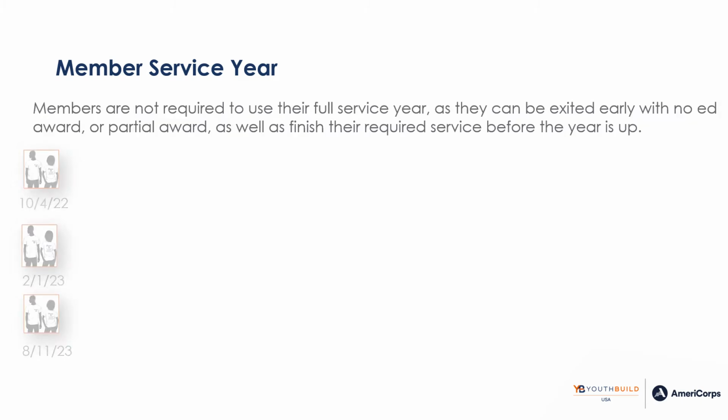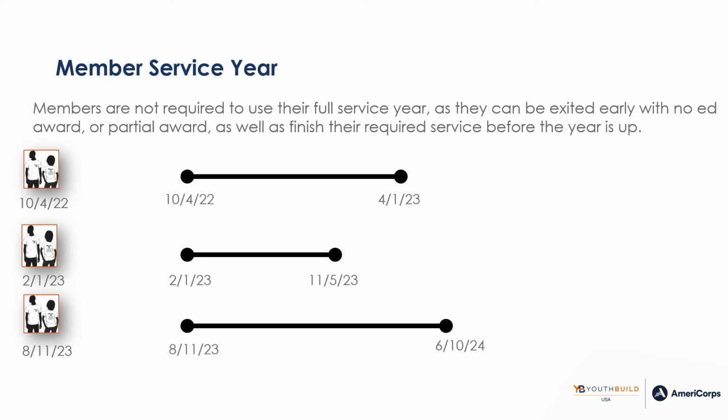However, it should be noted that while members can use their full service year to finish their service, there are many reasons members can, and often are, exited early. Members can be exited early due to finishing their full service requirements early, leaving with a partial ed award, or leaving for various circumstances before they finish their service requirements. Here you can see the members of our three cohorts, all three of them exiting earlier than their full year.